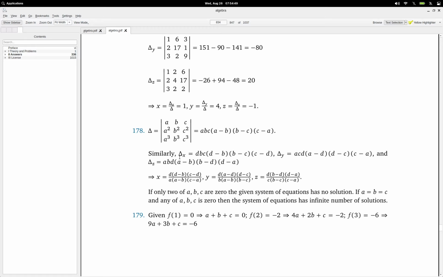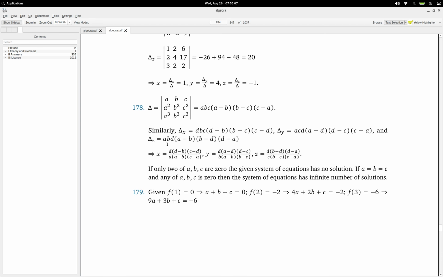That is abc times (a minus b) times (b minus c) times (c minus a). And similarly, delta x will be bcd times (d minus b)(b minus c)(c minus d). And delta y will be acd times (a minus d)(d minus c)(c minus a). And delta z will be abd times (a minus b)(b minus d)(d minus a). And now we can find x, y, z. Now, if only two of a, b, c are 0, the given system of equations has no solution. If a is equal to b is equal to c and any of a, b, c, d is 0, then the system of equations has an infinite number of solutions.